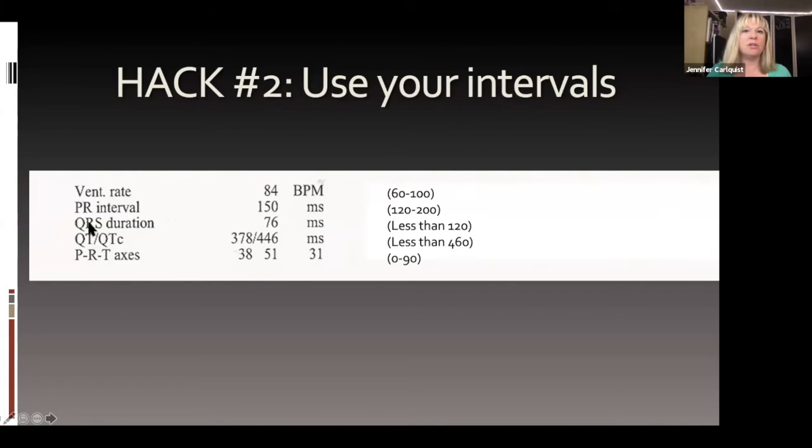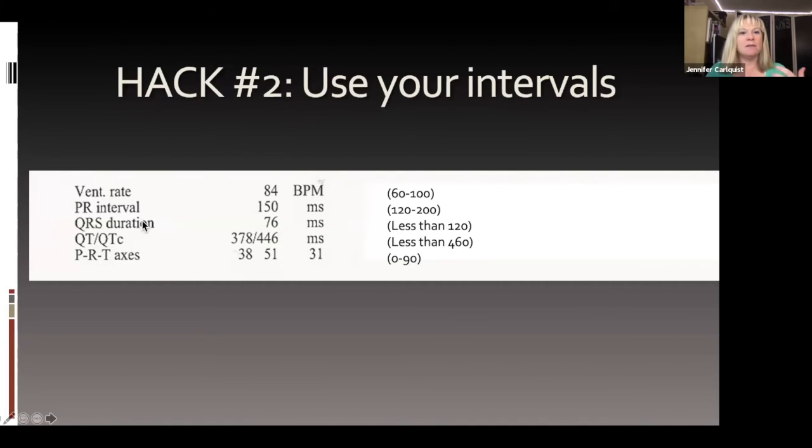The next line down is the QRS duration, and that's 76. It should be below or less than 120. And you can see when you look at it that it will be skinny. So the QRS is very skinny, and that's what we want. This being 76, that's normal, right? Because it's less than 120.